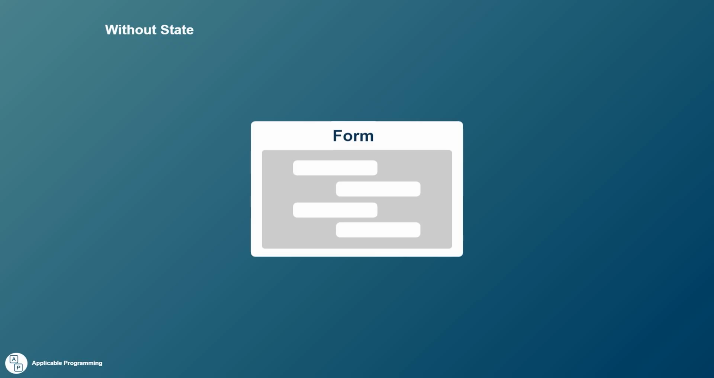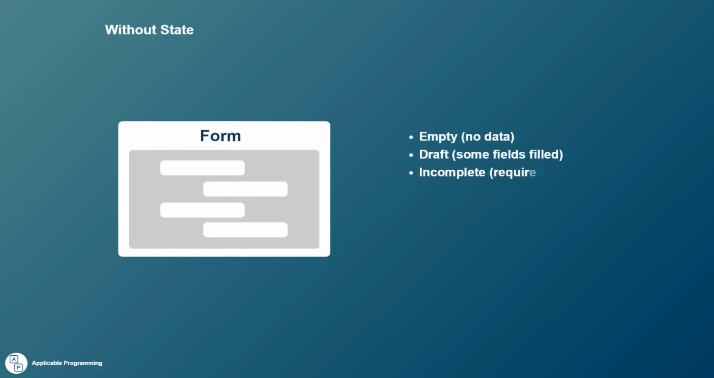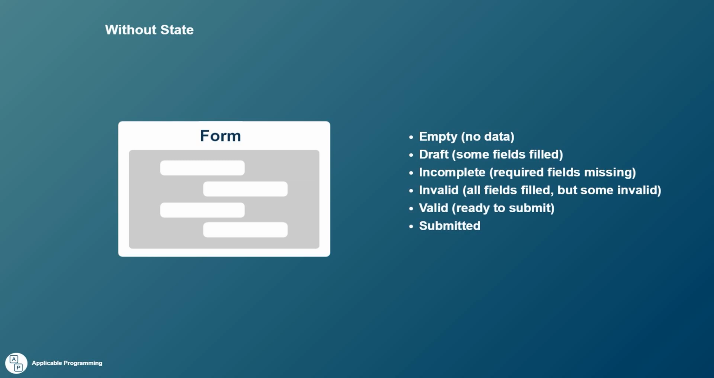Now, most forms have a few different states if you think about it. These states could be empty, like no data. There is a draft, like some data. It could be incomplete, where some required fields are missing. It could be invalid, where some fields are actually invalid. It could be valid, meaning ready to submit, and it could actually be submitted. Now, how do you find what state the form is in?